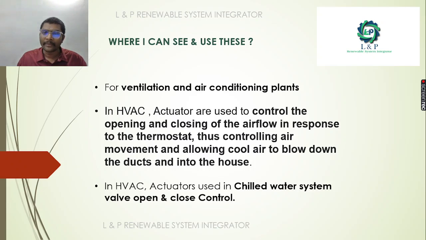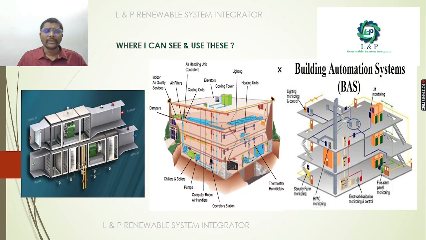Mostly you can see them in a building where a building automation system is already established, or in a building, a mall or a metro station where a heating, ventilation and air conditioning system is present. For supplying chilled water and taking out hot water, we need a supply line, and we have valves at different locations. To control those valves, we use these valve actuators.